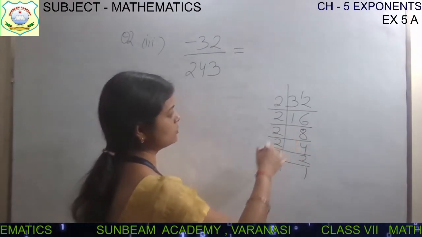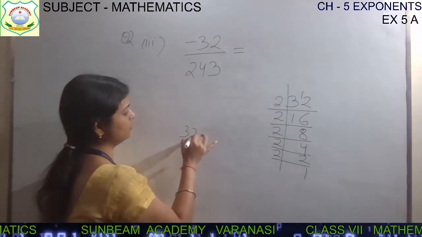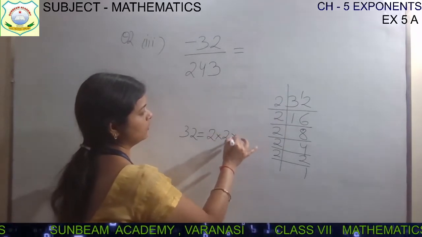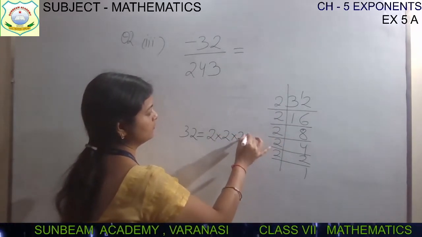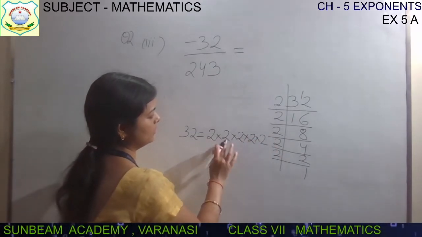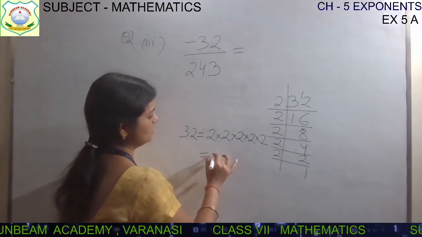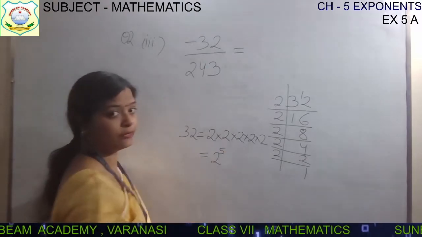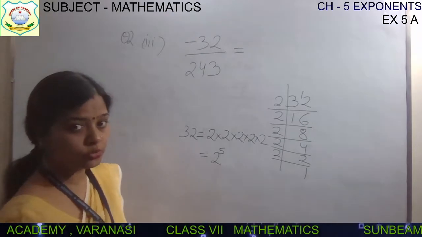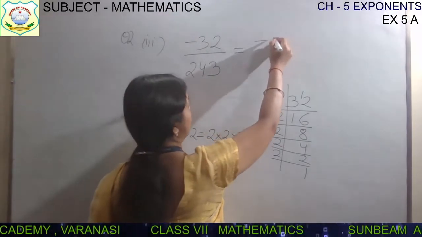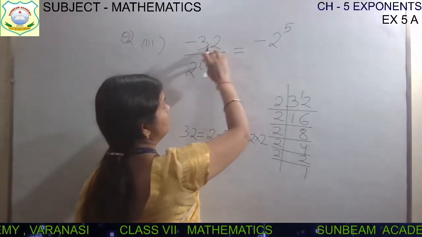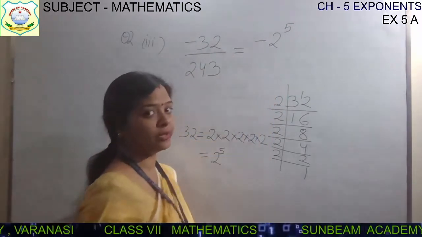So how many 2s we have got? See, 32 is equal to 2 into 2 into 2 into 2 into 2. Total how many 2s, children? 1 2 3 4 5. This is 2 to the power 5, isn't it? So 32 can be written as 2 to the power 5. You will put minus sign and 2 to the power 5.